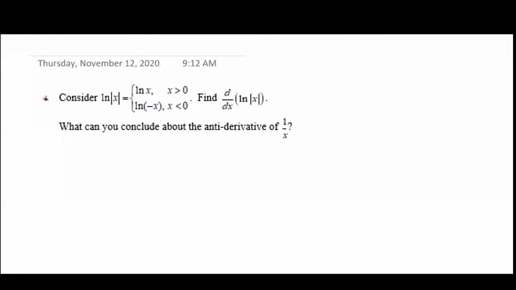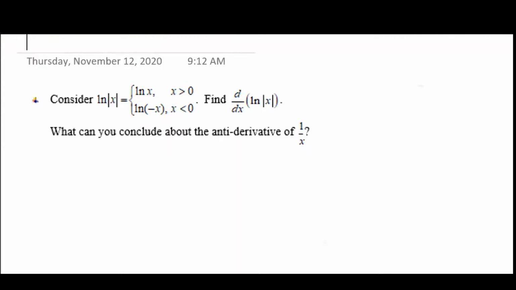We want to find the derivative of ln of absolute value of x. As you know, that absolute value can be written into a piecewise function, so we just put ln in front of those two. Good? Okay, let's do that.